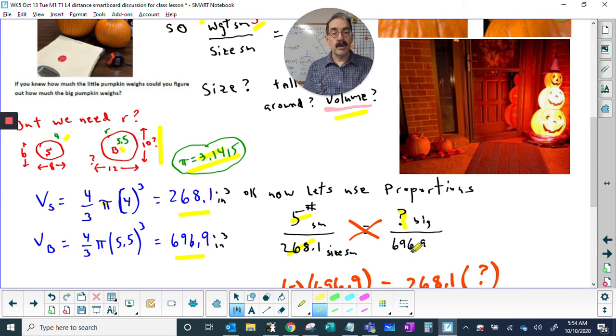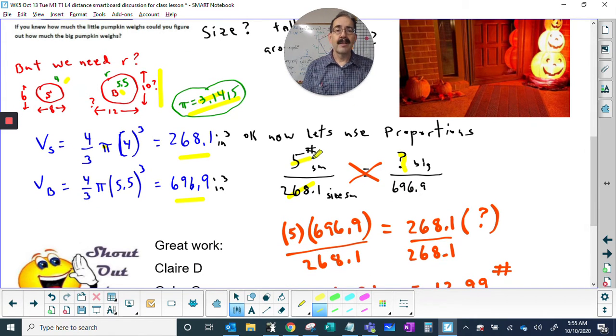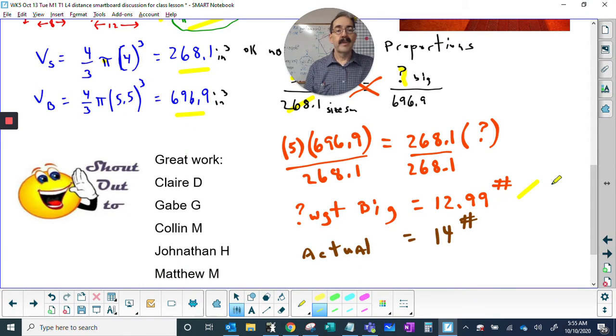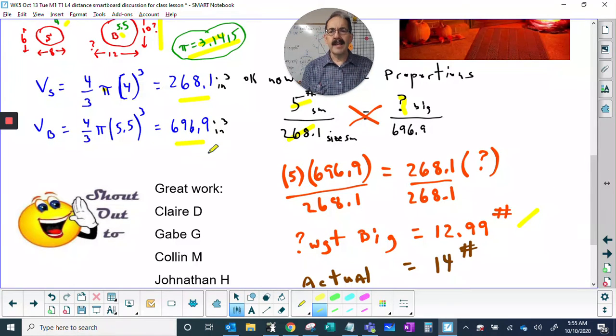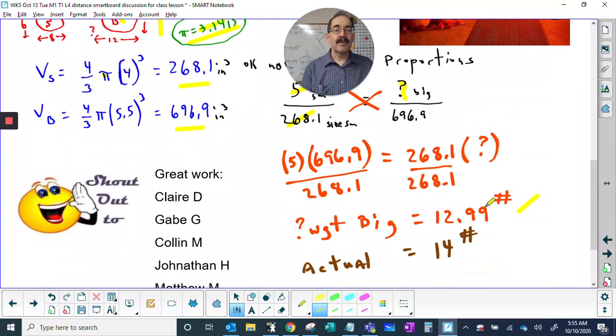But we have a volume based on inches cubed. Okay, remember how you did proportions in middle school? Just cross multiply, right? This goes to this as this goes to this. Let's do that math. 5 times the 696.9 divided by the 268. And we're going to get the weight, according to Monty, too little, huh? So I probably made a mistake on this number right here. I think I probably should have used smaller than 4, but that's okay. I'm happy with 12.99, 14, not too bad.